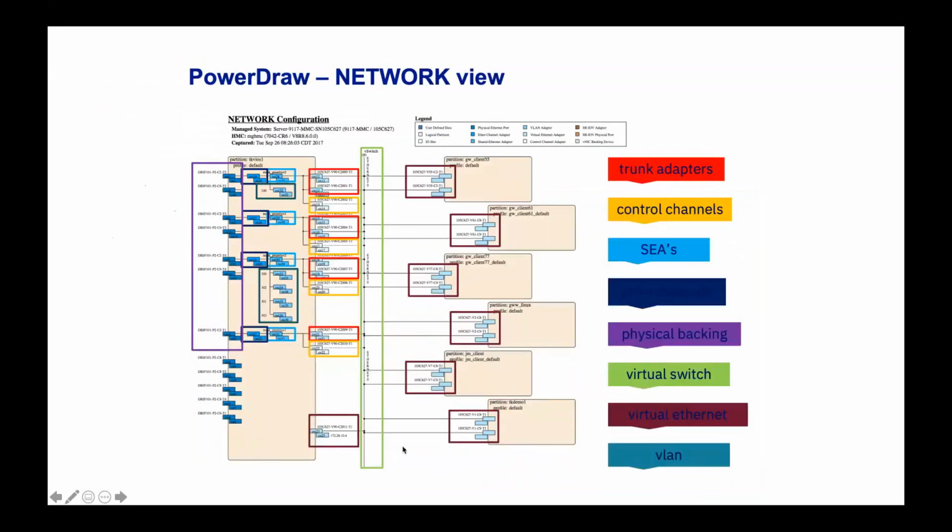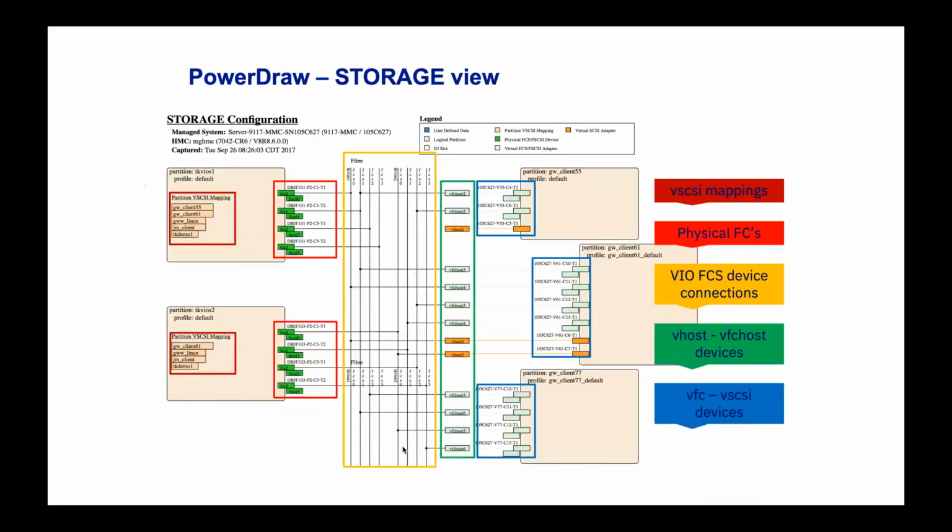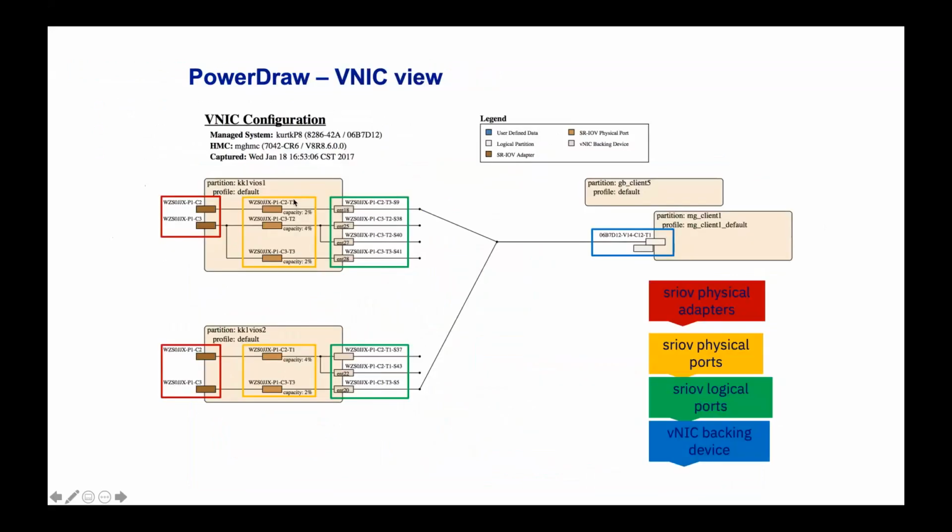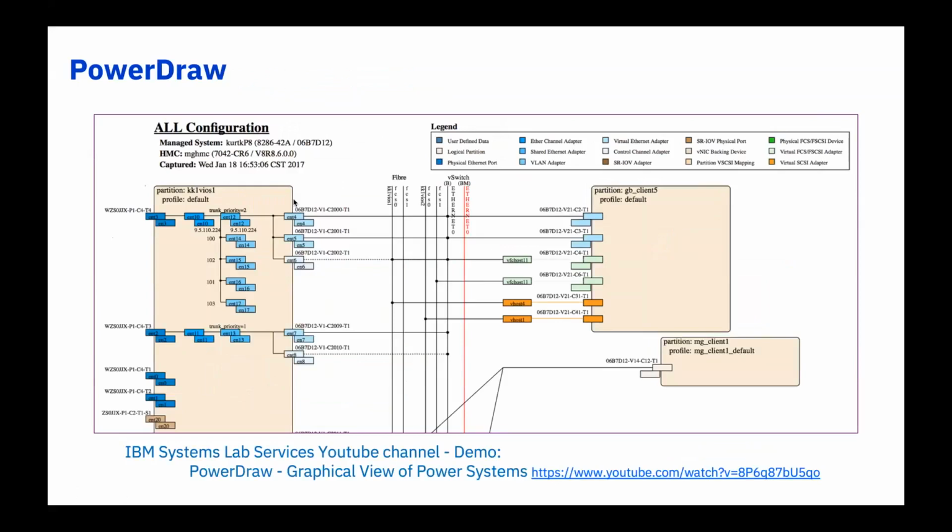This is the network view, and this is the storage view. I will not go into details of each individual section. It shows all the necessary items, and each item is subject to mouse over, showing individual details per object. And this is the VNIC, and this is the overall everything together.